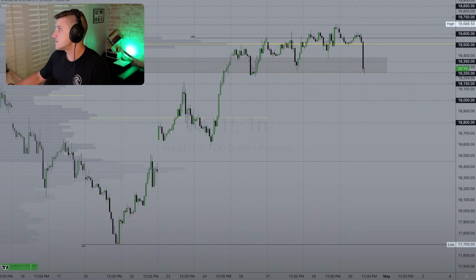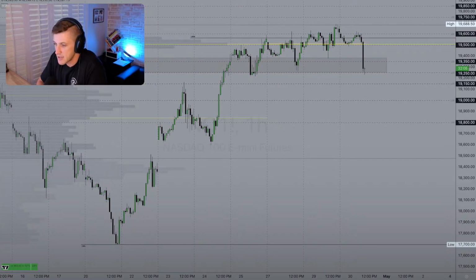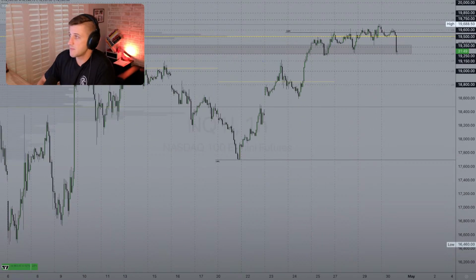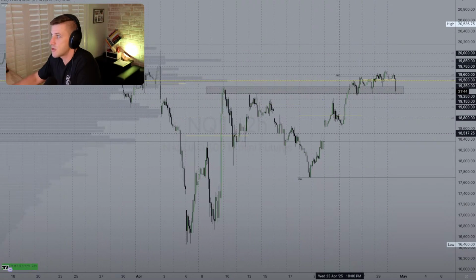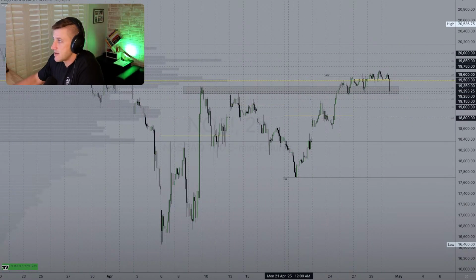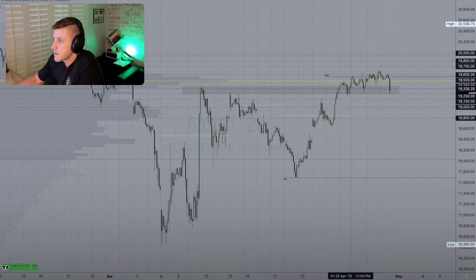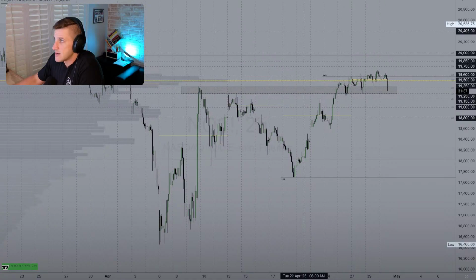We are taking a look at NASDAQ here. It is Wednesday, April 30th. Post GDP, post economic data, price is trading into an area of key support here, right in the 19,250, 19,350 area. This pivot is a higher time frame zone. If we take a look at, say, a 2-hour chart, you're going to see the clarity of that zone, the importance of that zone.